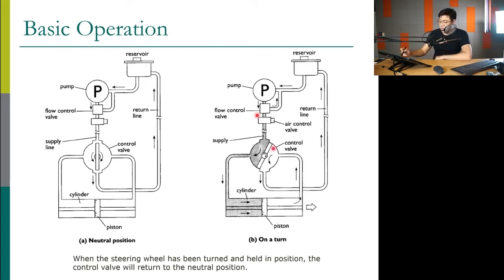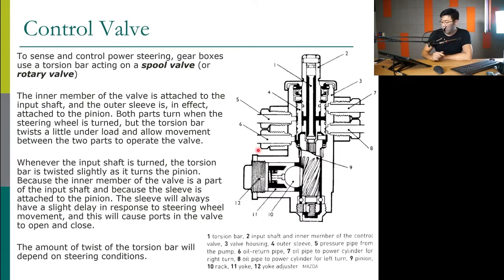Now, go back to this control valve, the steering control valve. How can it detect when we turn the steering wheel? It has to operate only when we turn the steering wheel, right? To do that, inside the control valve, they use a spool valve. A spool valve, or rotary valve, is a valve that has two sleeves like this. One sleeve inside, one sleeve outside.